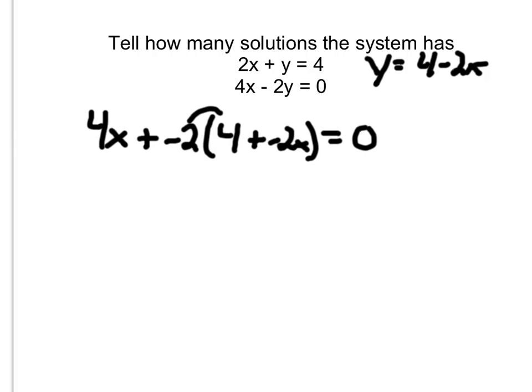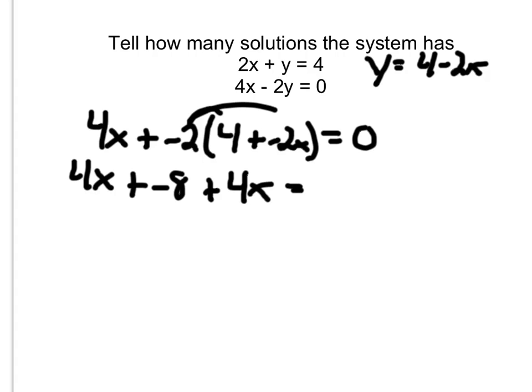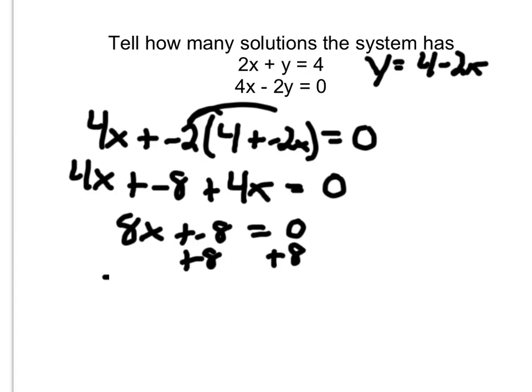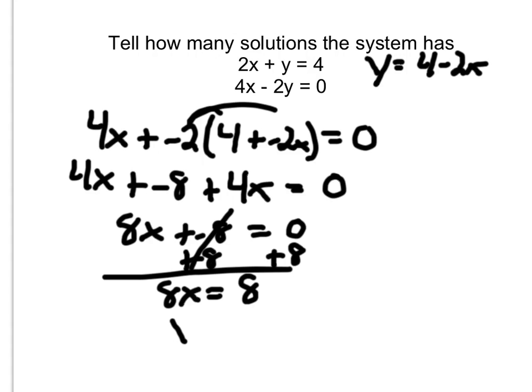So we're going to distribute and get 4x plus negative 8 plus 4x equals 0. I can combine my x's and get 8x plus negative 8 equals 0. If I add 8 to both sides, I'm going to get 8x equals 8, and x equals 1. So now I should be able to tell that if x equals 1, then I'm going to have one solution to this. I'm going to write that as an ordered pair: 1 and something else as my answer.